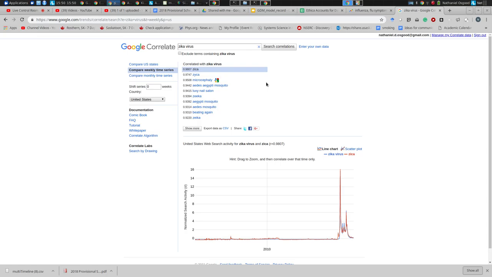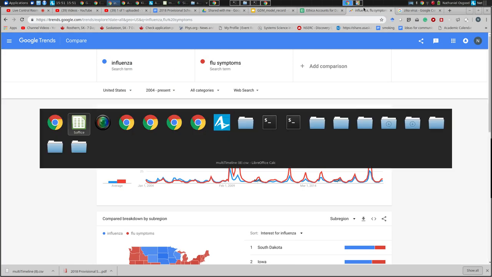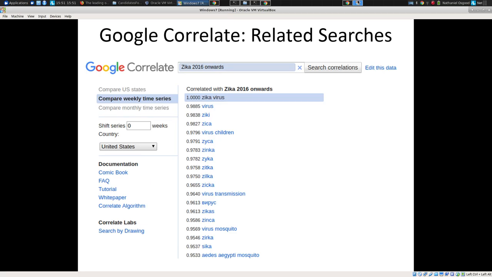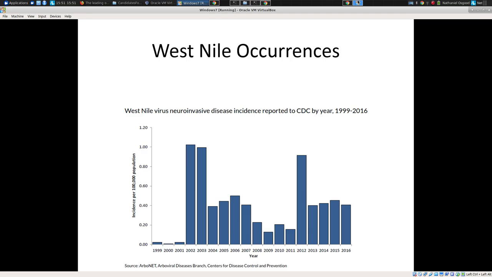to a complex of factors, or a complex of other search terms that are highly, highly relevant, right? ZEIKA, it will clue you into other searches that may be of interest in terms of this sort of behavior. So Google Trends is powerfully paired up with Google Correlate to identify alternative names for it.